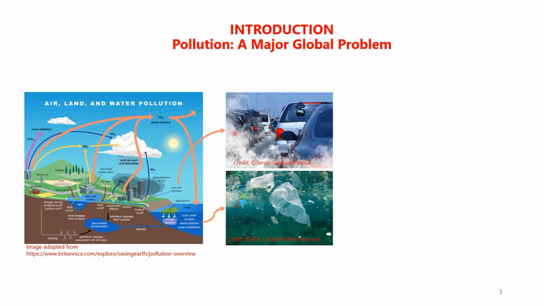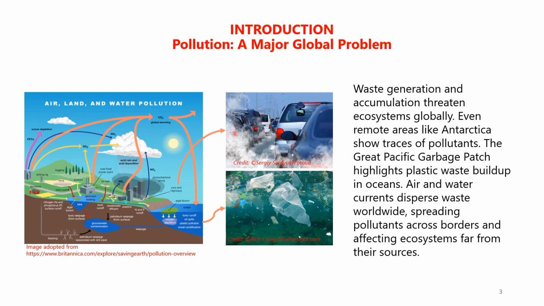Then our oceans are also today hugely polluted by the plastic waste that we use. And this waste generation and accumulation is threatening the ecosystems globally. Even remote areas like Antarctica, where there is no habitation, we can find traces of pollutants reaching over there. The Great Pacific Garbage Patch highlights plastic waste buildup in the ocean, and there are many such islands of plastics across the various oceans of the world.